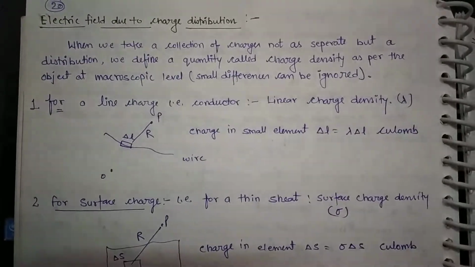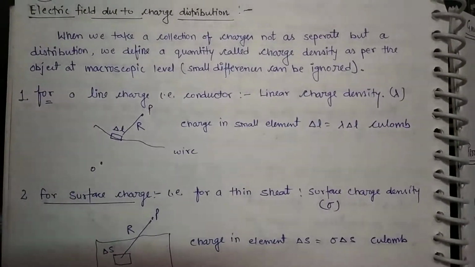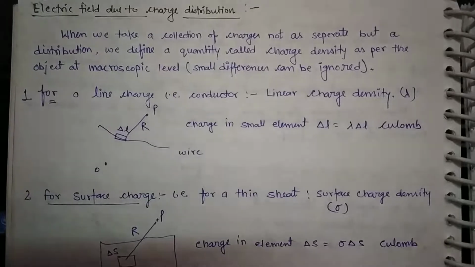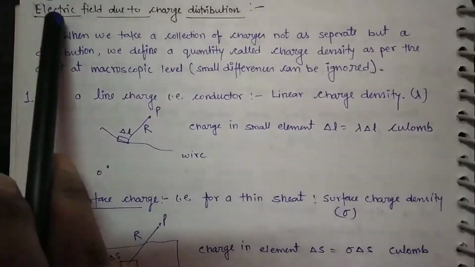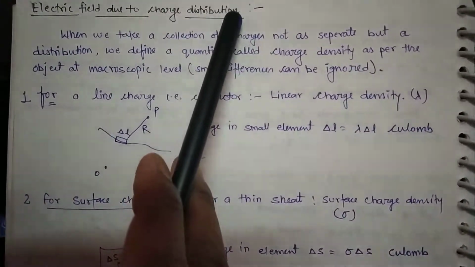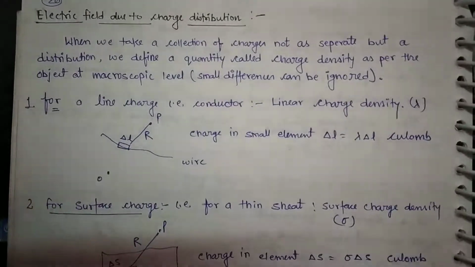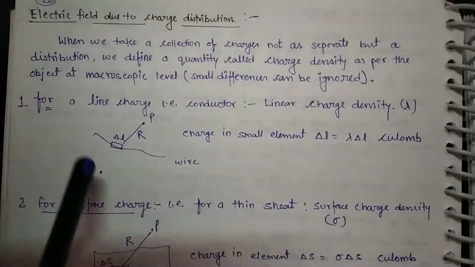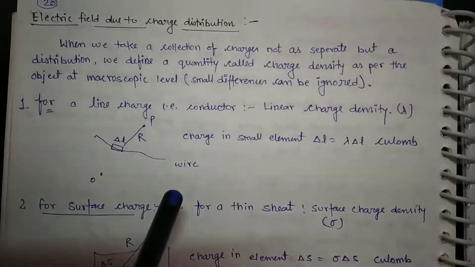Let me explain the notes which I will give you in your copies. So we can understand it like this. Here we can see the electric field due to a charge distribution. Now we will not have a single or two charges. We will have a charge distribution along a wire, along a plate or something else.